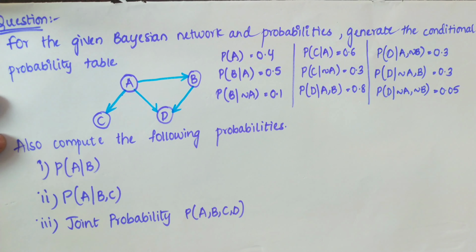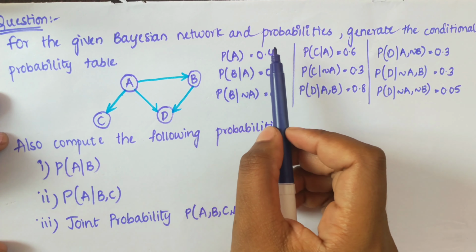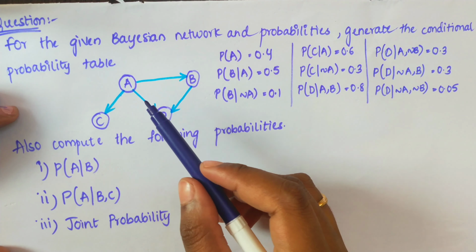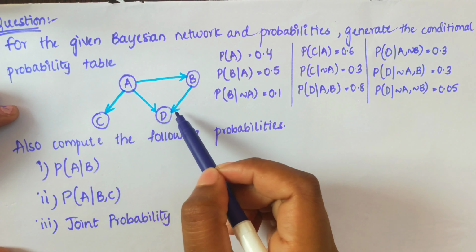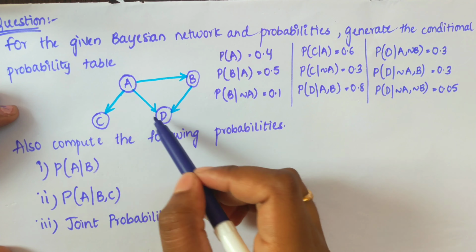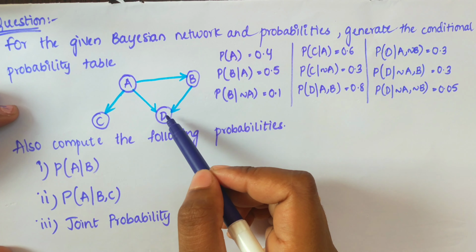Consider the question. Here the question is, for the given Bayesian network and probabilities, generate the conditional probability table. We have to generate the conditional probability table. The given Bayesian network contains 4 nodes. Those are A, B, C and D, and there are directed arcs between them.